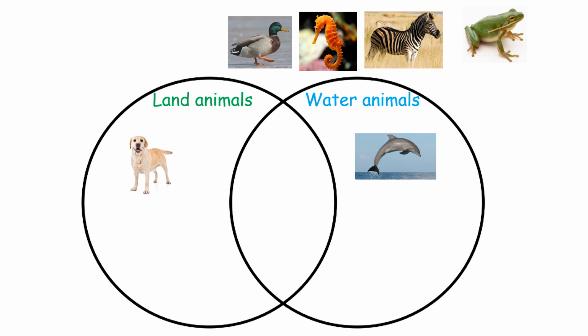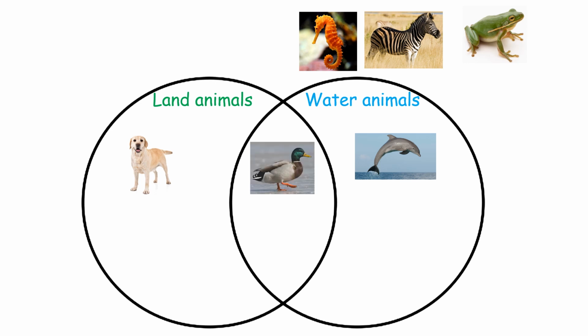What about a duck? Do you think a duck is a land animal, a water animal, or maybe both? What do you think? A duck is both a land animal and a water animal, so it belongs in this middle section on the Venn diagram. The middle section of a Venn diagram is the overlapping part, so it falls under both categories. Let's have a go at the next animal. We have a seahorse. Where do you think the seahorse belongs on the Venn diagram?